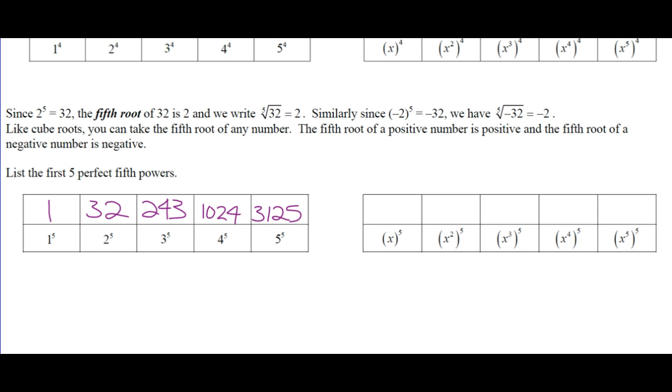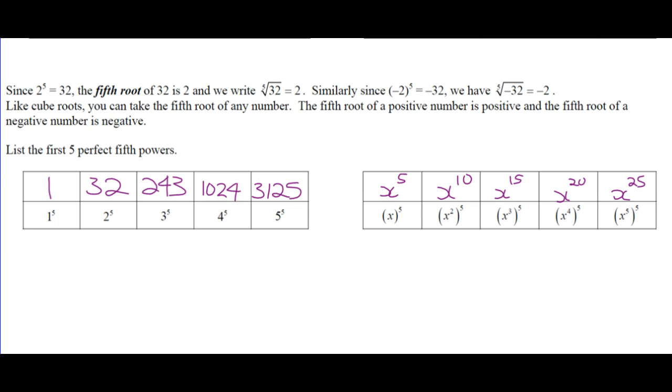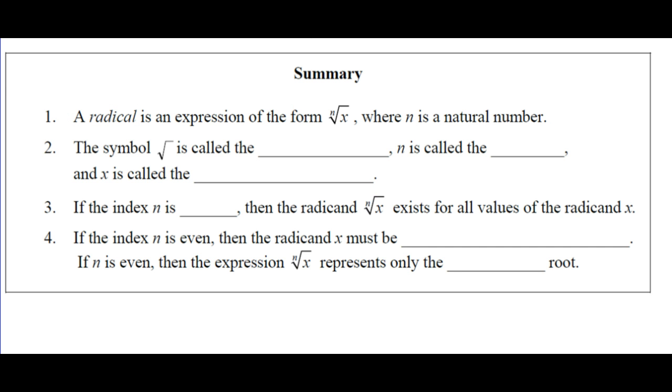Those, I don't expect you to memorize, right? If you have to take a 5th root, we'll show you on the calculator. X to the 5th. X squared to the 5th. So what's the common thing here? They're all going to be divisible by 5. Okay? So numbers have 5th roots, variables have 5th roots.